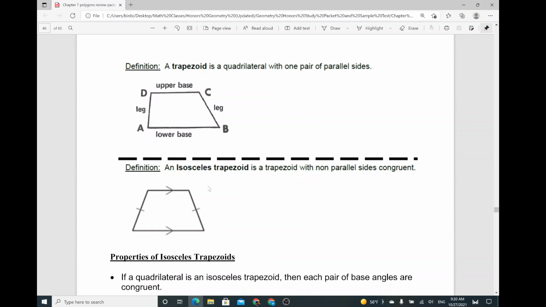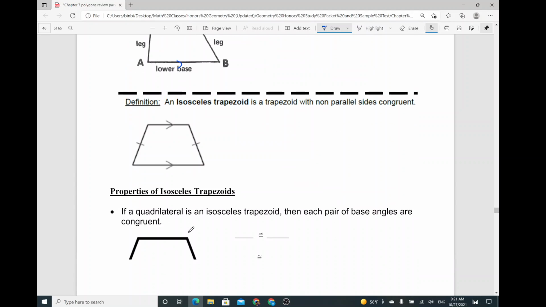So the definition of a trapezoid. A trapezoid is a quadrilateral with one pair of parallel sides. See the upper base and lower base; these they always consider parallel. The legs are DA and CB. Sometimes we do have an isosceles trapezoid. If it's an isosceles trapezoid, that means those two legs have to be congruent to each other. So an isosceles trapezoid is a trapezoid with the non-parallel sides, the legs, congruent. But the upper base and the lower base are not considered congruent to each other.